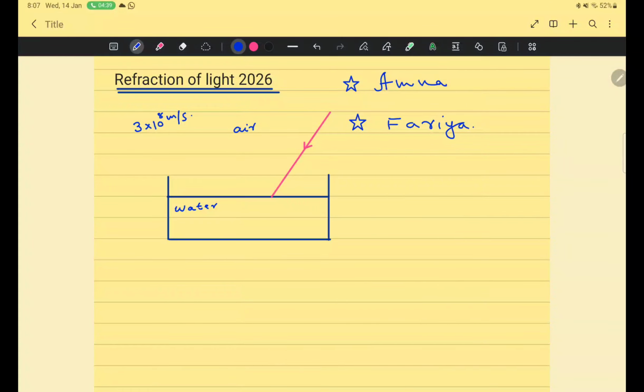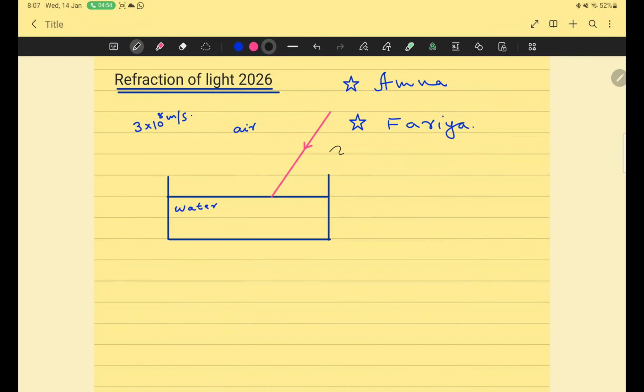I'm recording your class. This is 14 January 2026, and we are starting the crash course. And the first topic is refraction of light. In this course, we are starting this topic with this example.